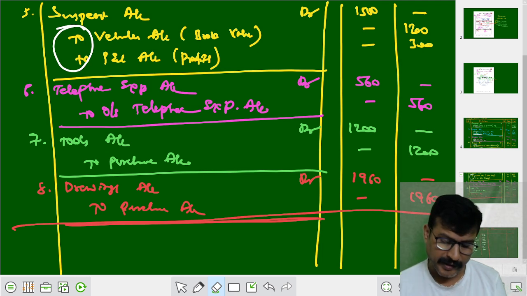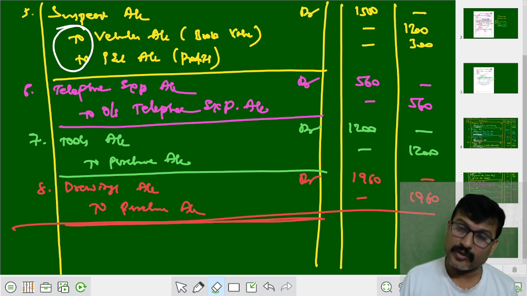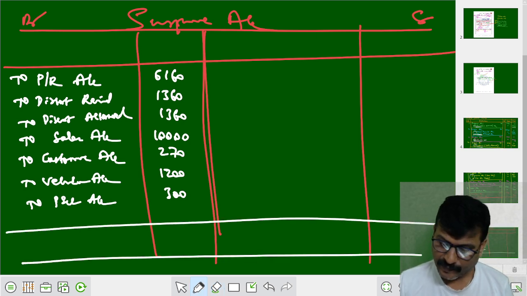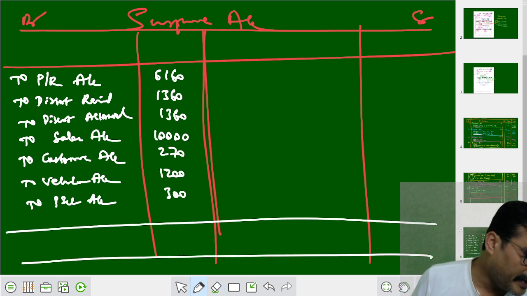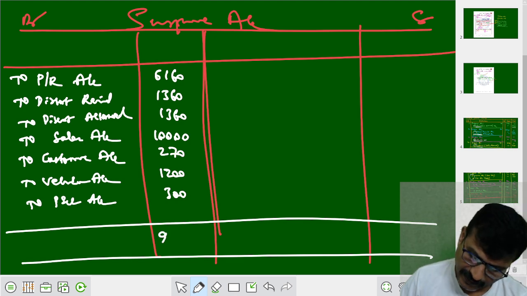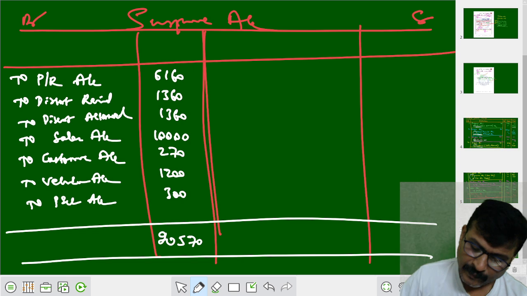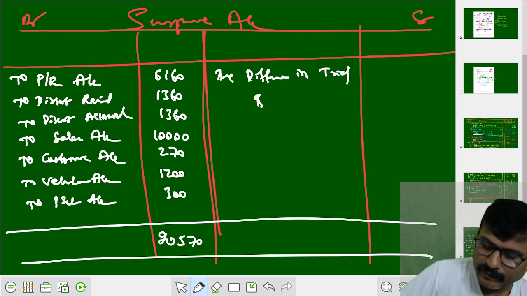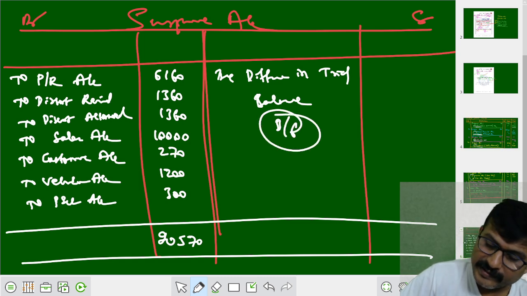I hope you people are understanding. In 6th entry there is no suspense. 7th no suspense. 8th no suspense. Close the suspense account. When you work out the total of debit, it comes to 20,570, by difference in trial balance as a balancing figure.